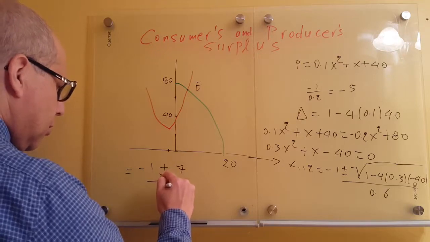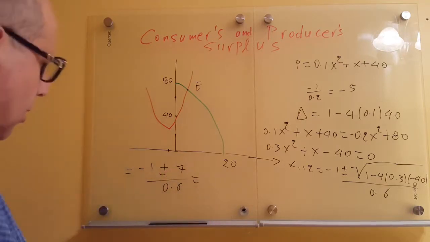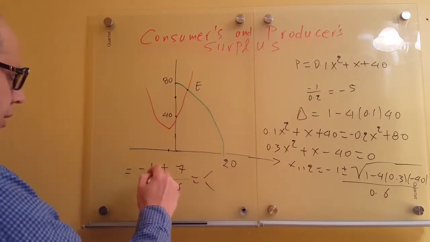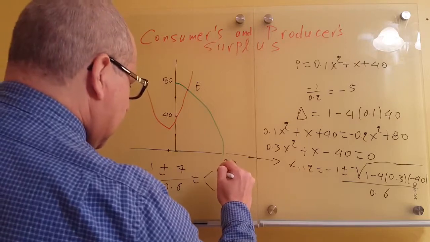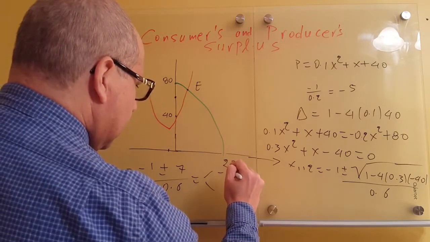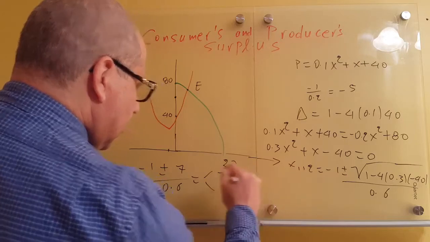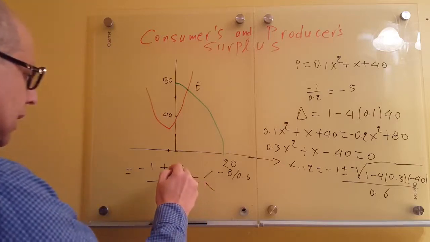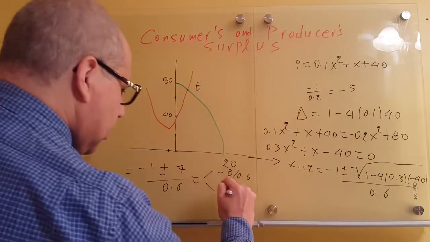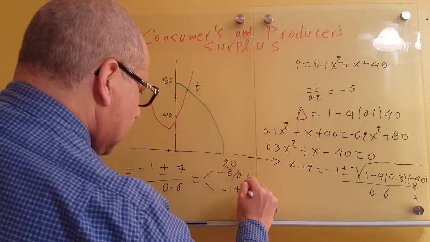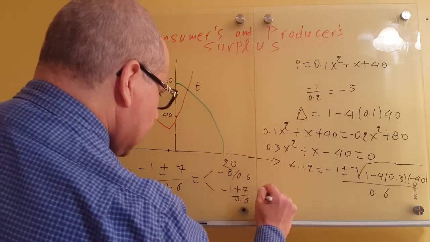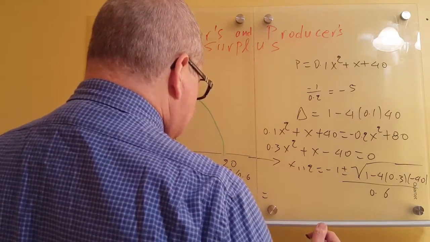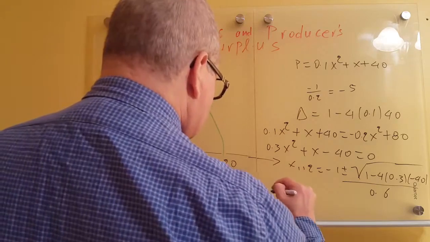Okay, that's nice, over 0.6. So one root will be negative 8 over 0.6, which of course doesn't count because we cannot have a negative number here. And the other will be minus 1 plus 7 over 0.6, which is actually 6 over 0.6, so that's actually 10.